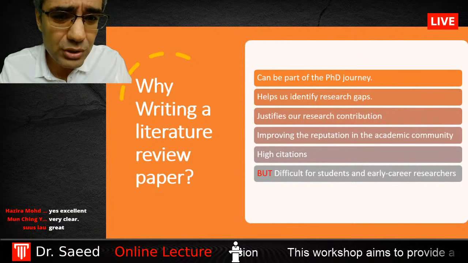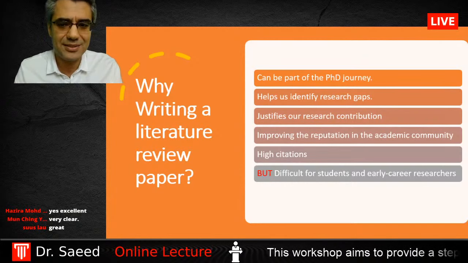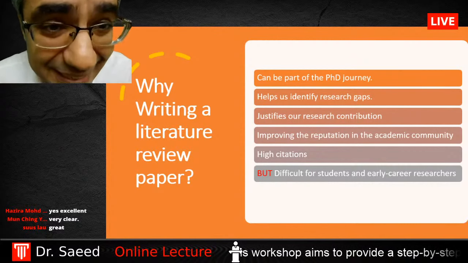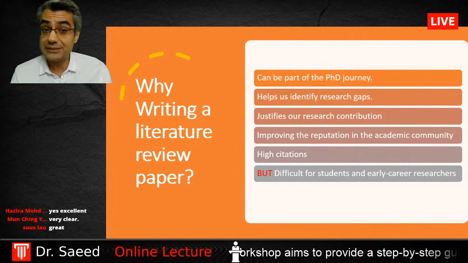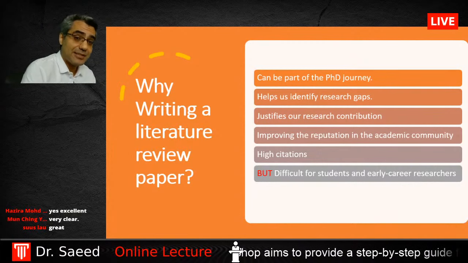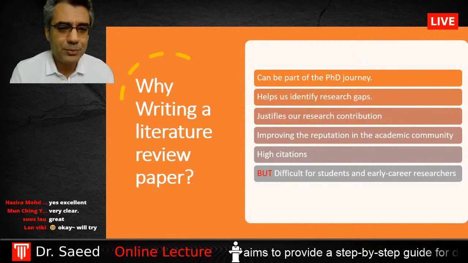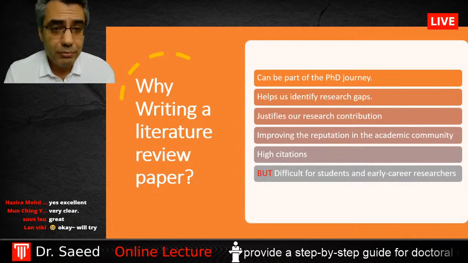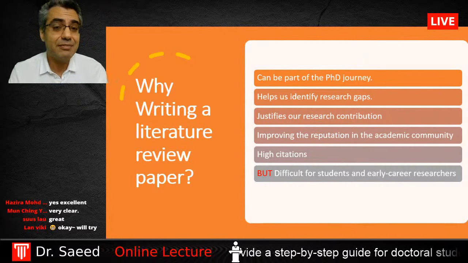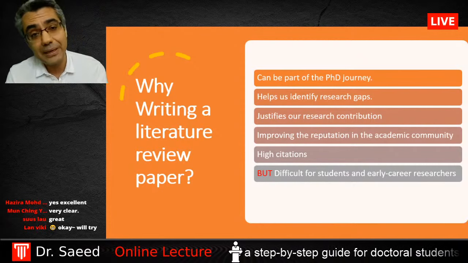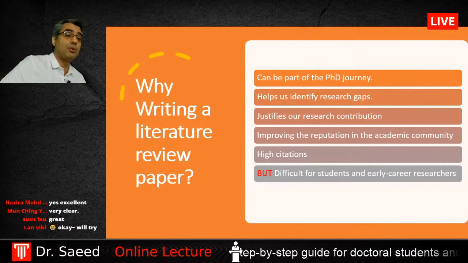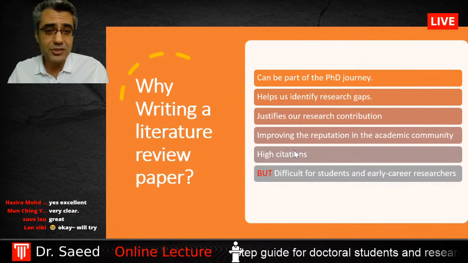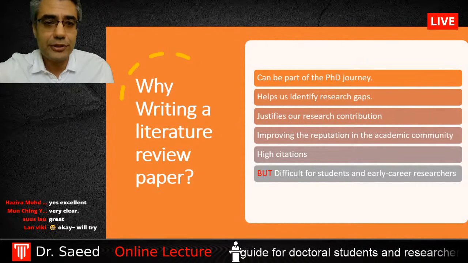So why not write a literature review paper when we have this chance? The problem is, it's very difficult for PhD students and early career researchers. There are many advantages, but it's not easy to convert the literature review of your PhD work into a paper, or just do a literature review and publish it as a paper, right? Sorry, I know I gave you a lot of hope and suddenly, my bad, sorry.